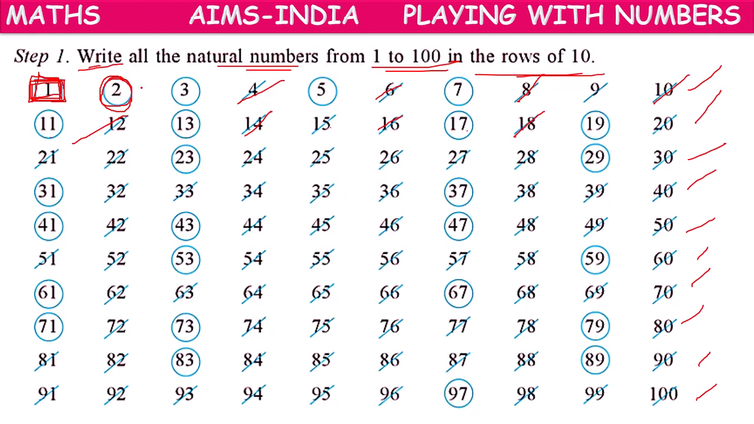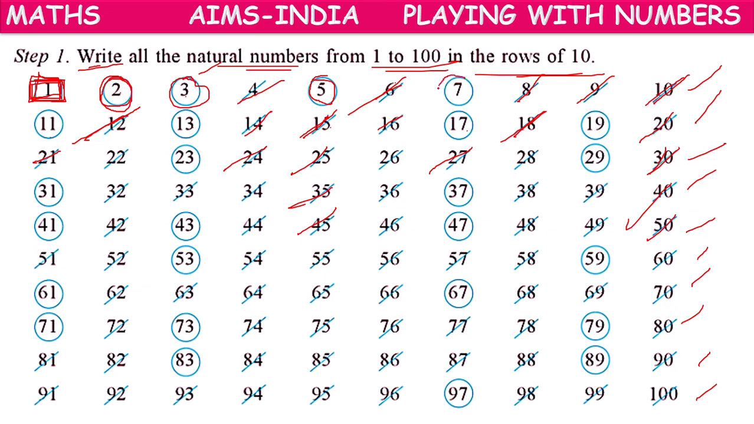So he has encircled 3. 3 times 1 is 3, 6 cross out, 9 cross out, 12 cross out, 15, 18, 21, 24, 27, 30 cross out. Next 5. 5 is a prime number. 5 times 1 is 5, 5 times 2 is 10 cross out, 15, 20, 25, 30, 35, 40, 45, 50 cross out. Next 6 is already crossed out. No need to check the multiples of 6.